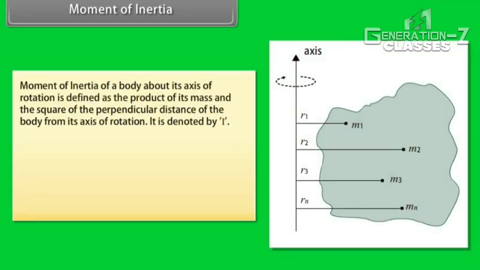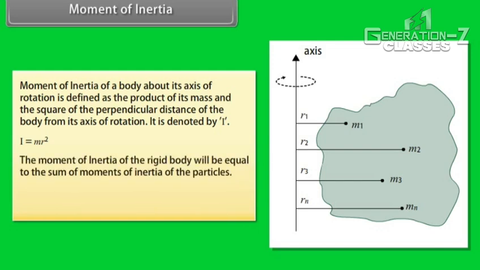Moment of inertia. Moment of inertia of a body about its axis of rotation is defined as the product of its mass and the square of the perpendicular distance of the body from its axis of rotation. It is denoted by I. I is equal to m r square. The moment of inertia of the rigid body will be equal to the sum of moments of inertia of the particles. Its expression is given by I is equal to summation from i is equal to 1 to n of products of mi and ri square.